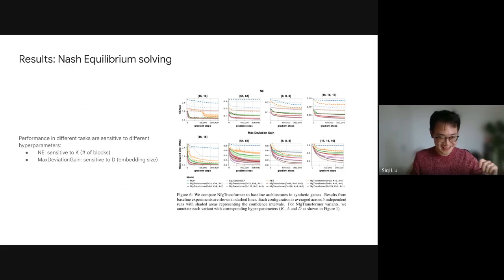You don't need to read this. It's pretty hard to read, but what we can take from this is that for different tasks, the performance is sensitive to different hyperparameters. For example, for Nash equilibrium, you can see the curves bunch together based on the number of blocks that we have. So the main thing that matters is the number of blocks. Whereas for deviation gain, which is a task that requires you to remember more of what is present in the original payoff matrix, the embedding size matters more. So what matters more depends on the task, which is intuitive in that sense.